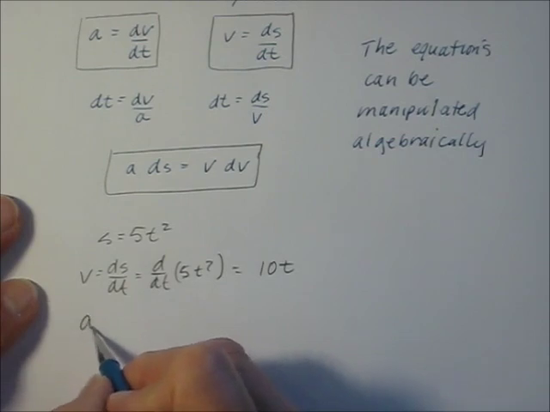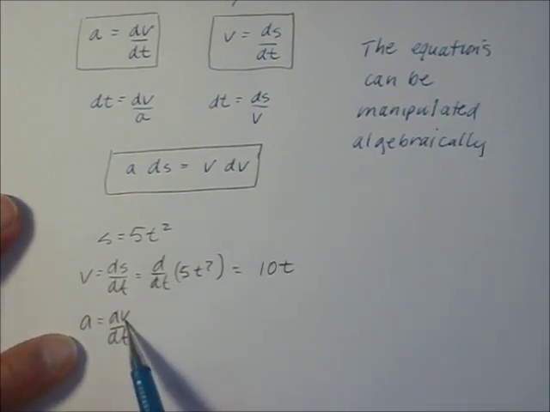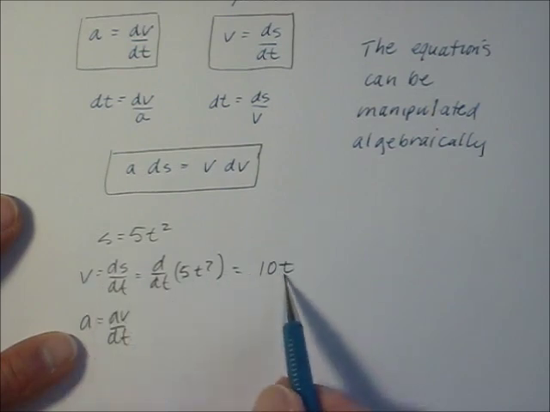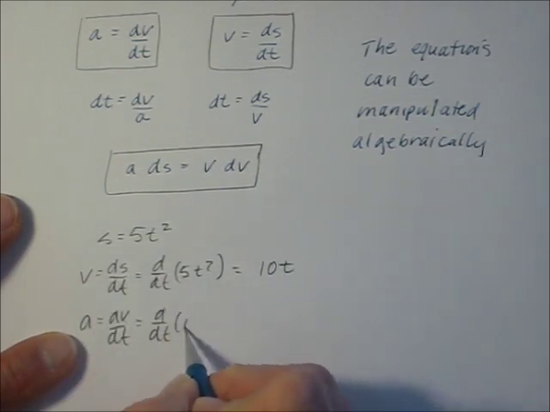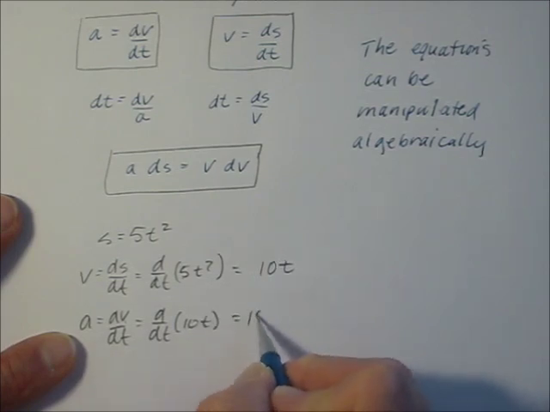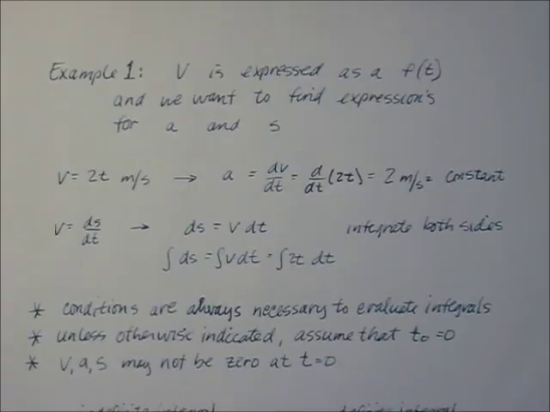I can find the acceleration is equal to dv/dt, and if v is a function of time, which indeed it is, I can take the derivative of that, so d/dt of 10t, and that's equal to 10. So we're going to get lots of practice with taking these derivatives.